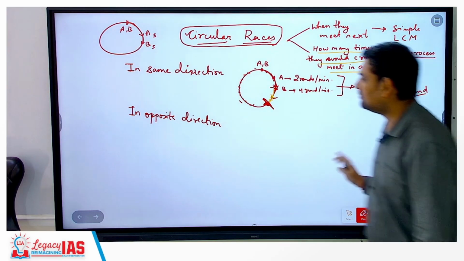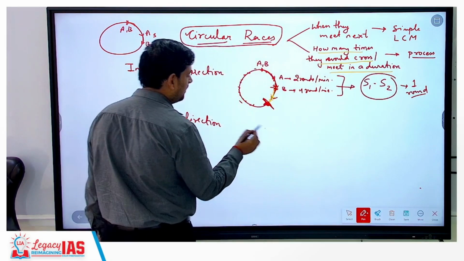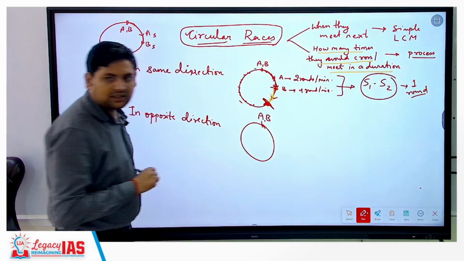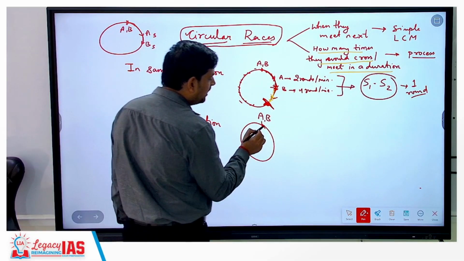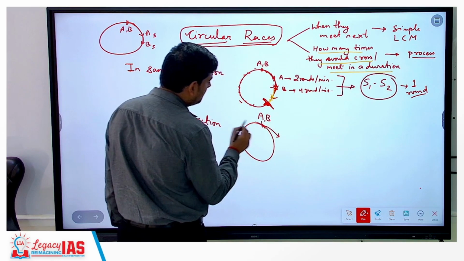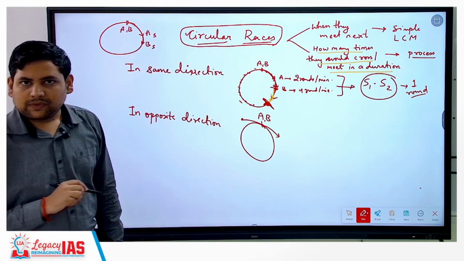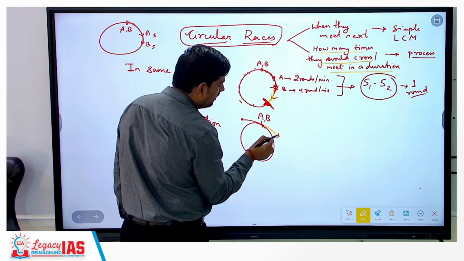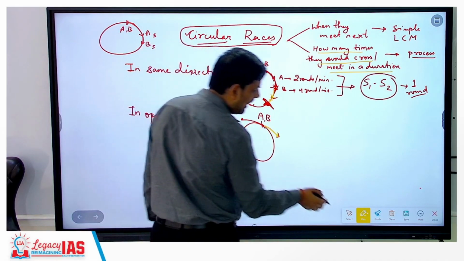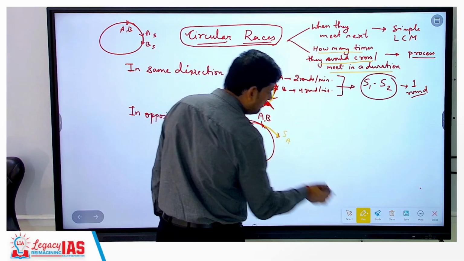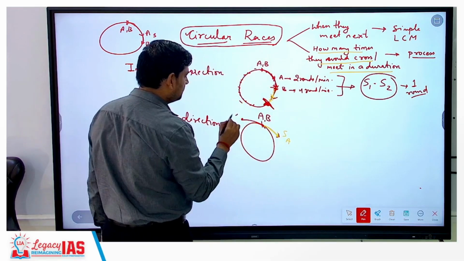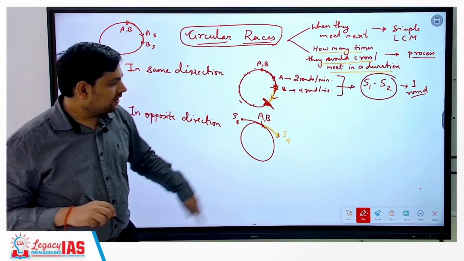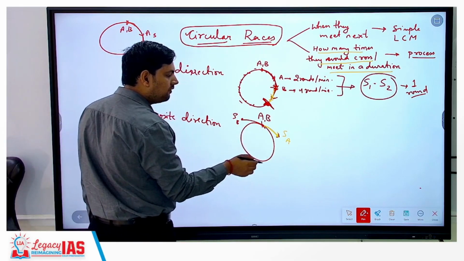Now if they are moving in opposite directions, that is, A is here and B is here at the start. Now A is moving in this direction and B is moving in this direction. Okay, now what will happen? This is A, let's say. Now A is moving at some speed and B is moving at some other speed. Now they can meet. How can they meet? Now can you see that they need not go one full round?